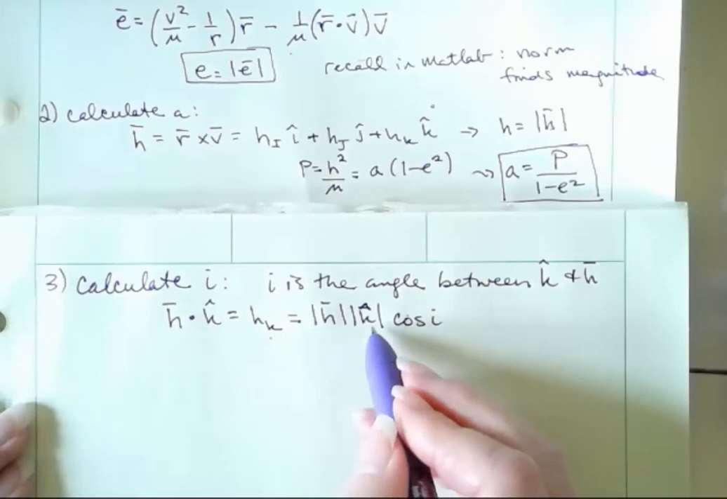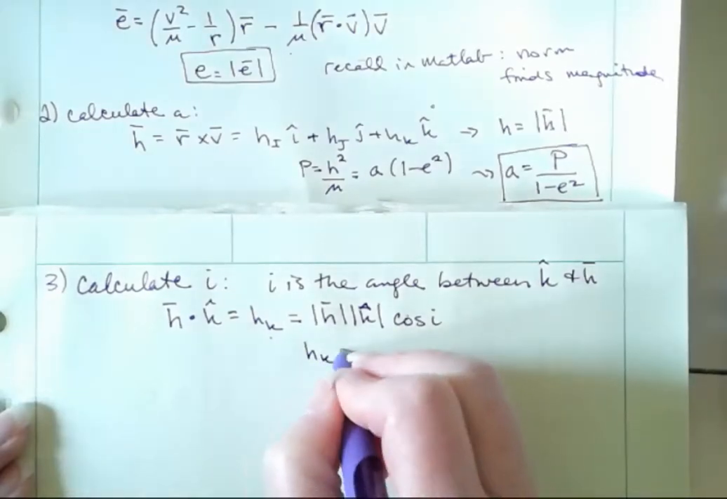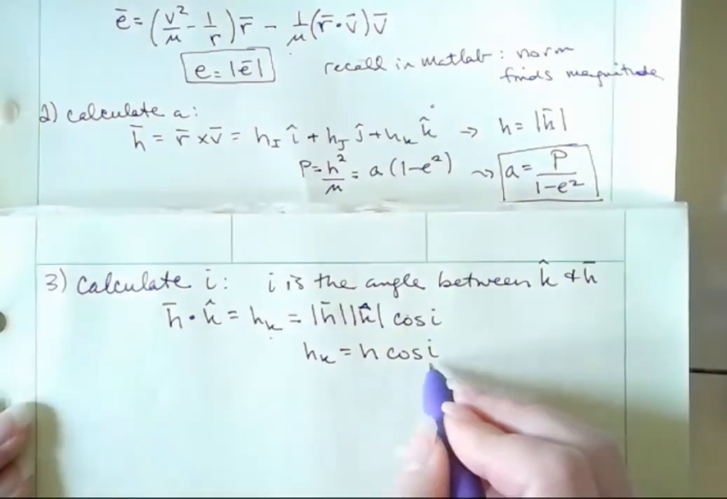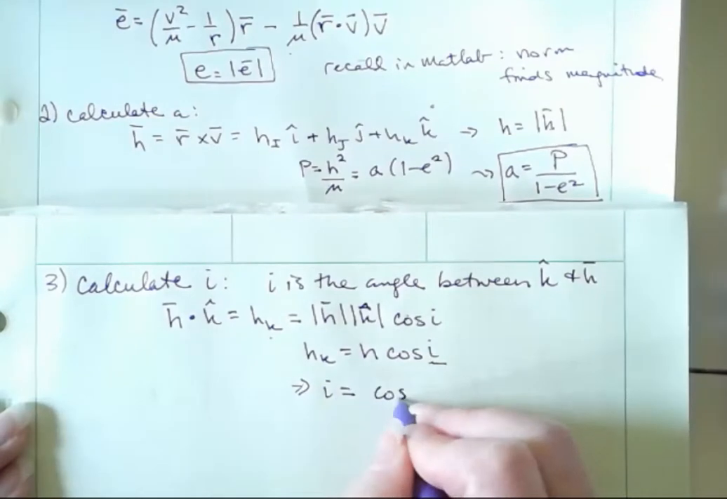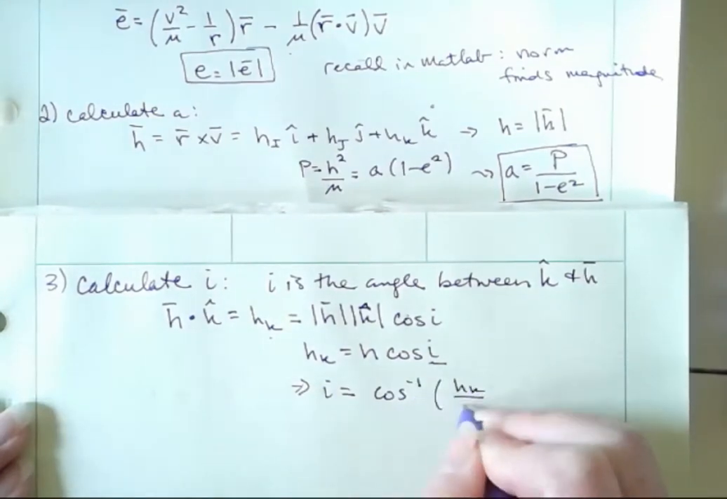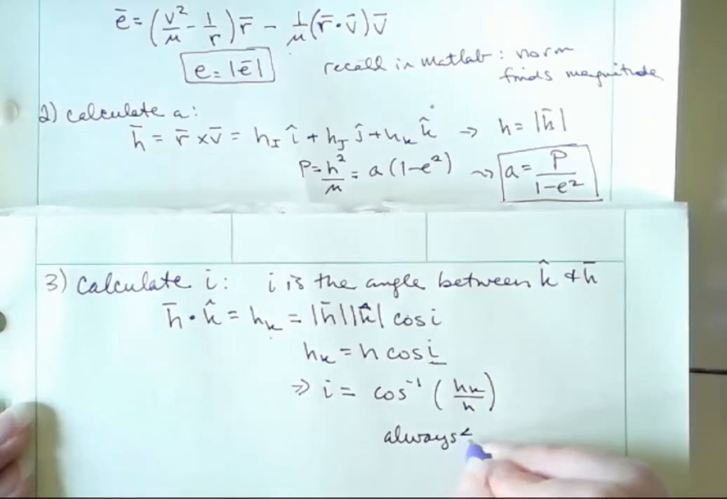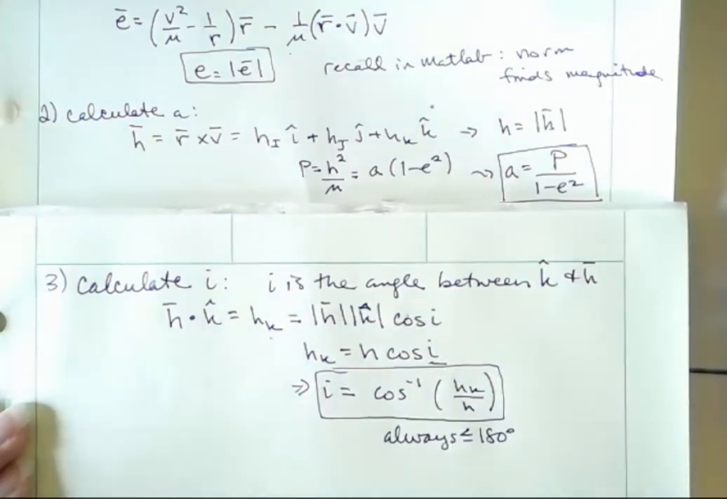And what is the magnitude of k always going to be? It's always going to be 1, because that's a unit vector. So we can write h_k equals h times cosine i. And then we want to find i here, so let's solve this for i. So i will be the arc cosine of h sub k over h. And this should always be less than or equal to 180. So there you have that one. That tells you about your tilt. So it gives you inclination.